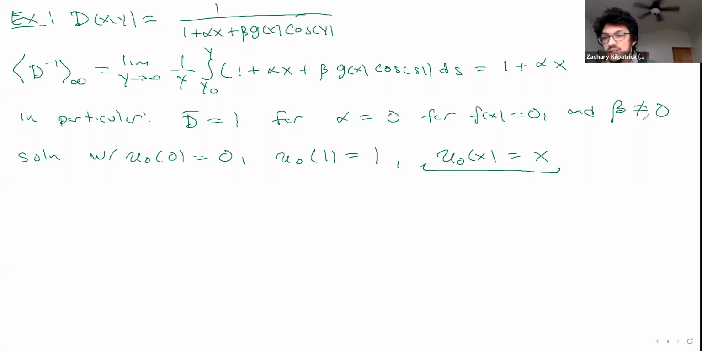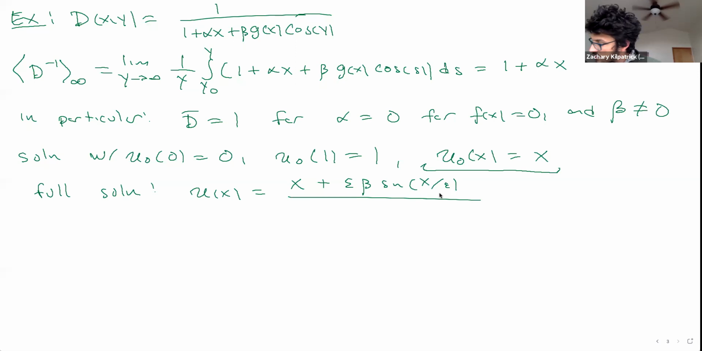Whereas if we had taken a straight average of this, we would get something that depends on beta. So in this case, our averaged solution is just going to be u0 of x equals x, whereas the full solution in this case would be u of x is equal to x plus epsilon beta sine of x over epsilon, divided by 1 plus epsilon beta sine of 1 over epsilon.